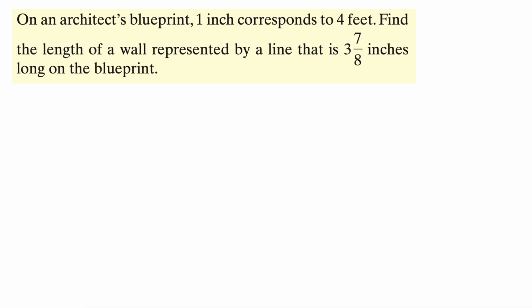For this example, we have on an architect's blueprint, 1 inch corresponds to 4 feet. Find the length of a wall represented by a line that is 3 7/8 inches long on the blueprint. Okay, so this is a proportion problem, right? We're comparing the size of things on the plans versus the size they are in the world.